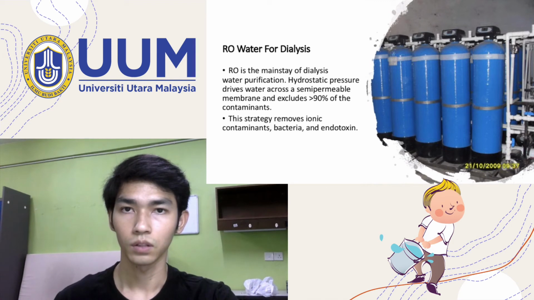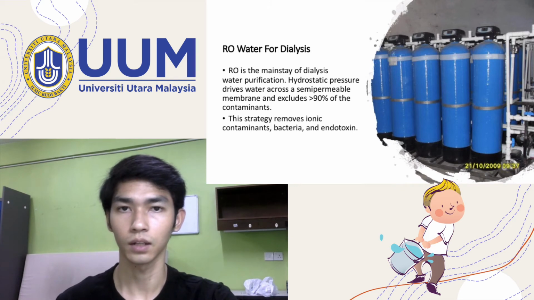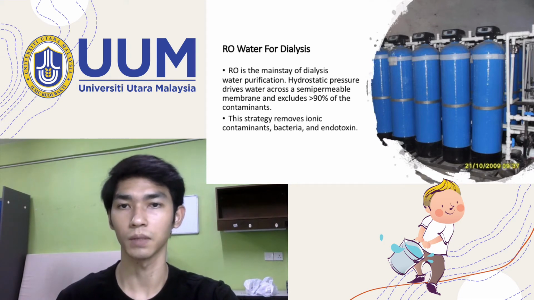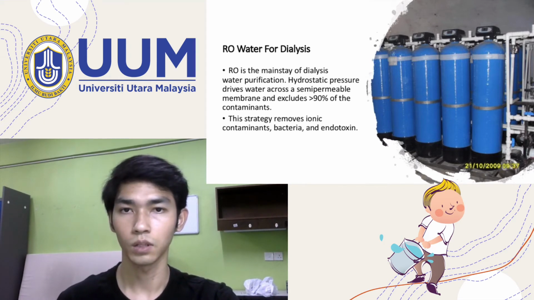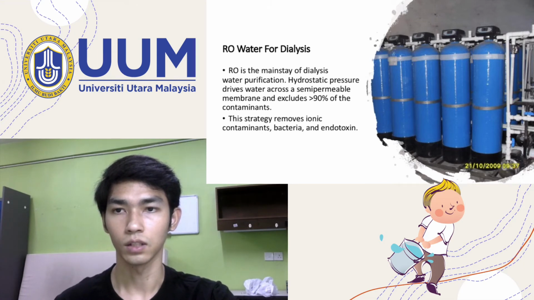So the next technology is RO water for dialysis. RO water for dialysis is the mainstay of dialysis water purification. Hydrostatic pressure drives water across a semi-permeable membrane and excludes 90% of the contaminants. This strategy will remove ionic contaminants, bacteria, and endotoxin.